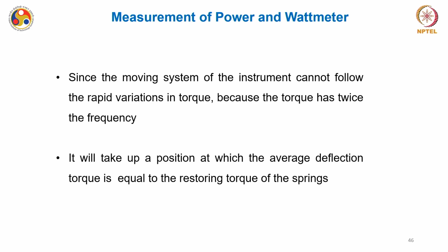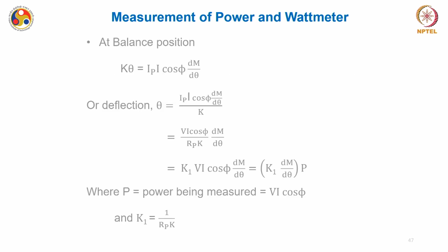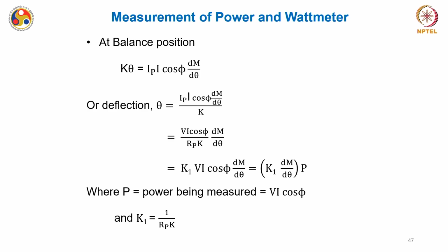Since the moving system of the instrument cannot follow the rapid variation in the torque, because the torque has twice the frequency, it will take up a position at which the average deflection torque is equal to the restoring torque of the spring. At that balanced position, k theta is equal to the torque value, or the deflection can be given as Ip into I cos phi into dM by d theta over k.